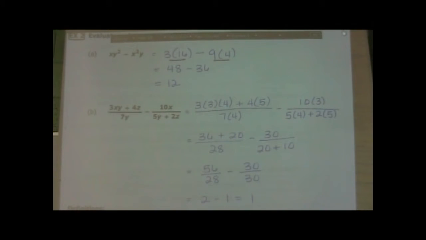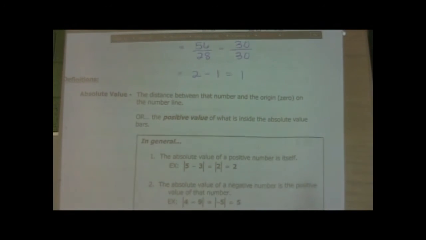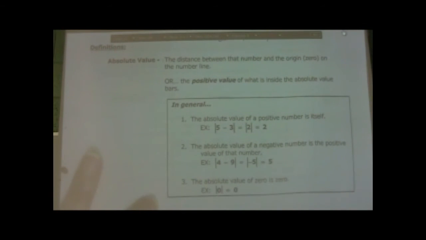Remember we talked about absolute value being a grouping symbol. Let's take a look at absolute value for just a minute. Remember, the formal definition is the distance between that number and the origin, or 0, on the number line. So in other words, absolute value is always positive. It is the positive value of what's inside the absolute value bars after you simplify it. As an example, the absolute value of a positive number is itself. So simplified, 5 minus 3, you get 2. Absolute value of positive 2 is positive 2. It's itself.